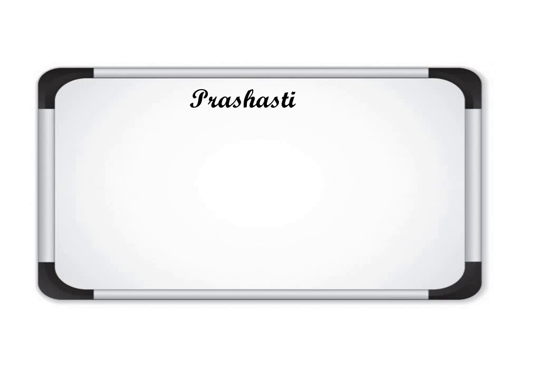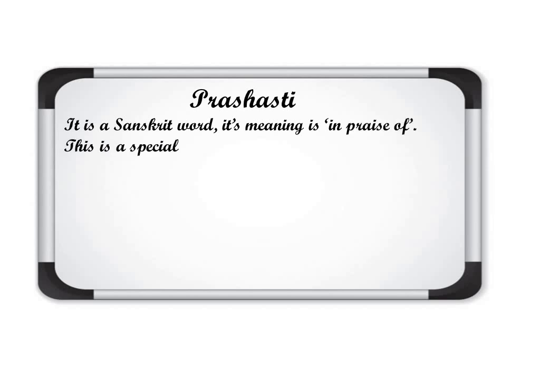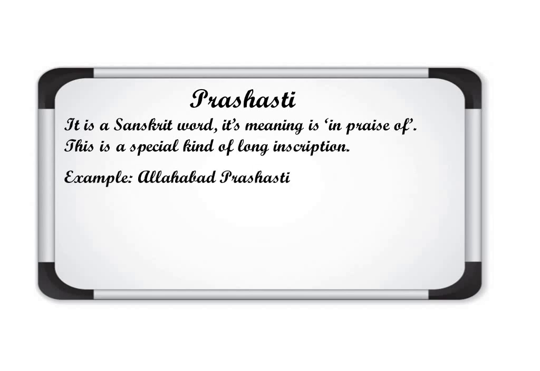The first topic, Prashasti, is a long inscription that was written in praise of the rulers by the court poets. So how do we define it? It is a Sanskrit word. Its meaning is in praise of. This is a special kind of long inscription written by the court poet in praise of the ruler. One example we did was the Allahabad Prashasti, written by Hari Sen in praise of the Gupta ruler Samudra Gupta. Clear? Samudra Gupta, he praised there as a warrior.